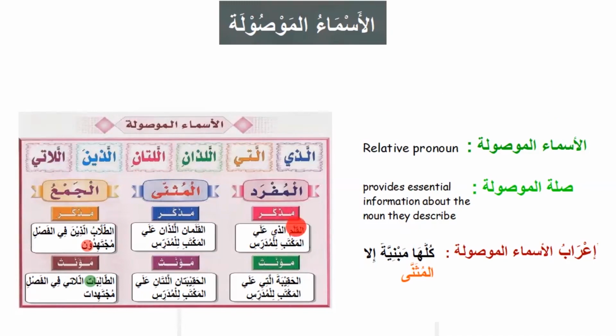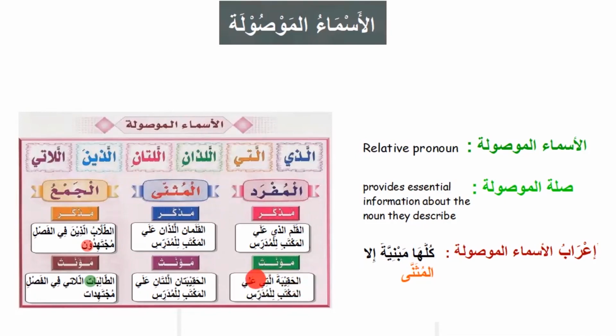So let's try to identify the silatul mawsula here. Al-hakibatu allati ala al-maktabi lil mudarrisi. So al-hakibatu, this is just a noun. It's just an ism. And allati is what? It's an ism mawsula. But this one, ala al-maktabi, is what? Is the silatul mawsula. Ala al-maktabi is the silatul mawsula.